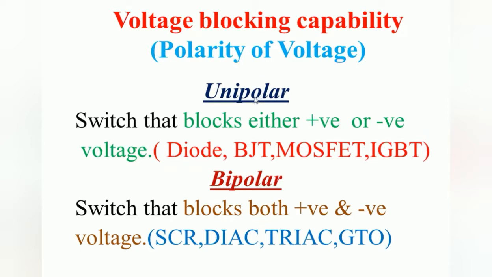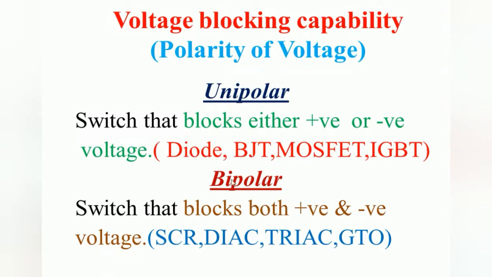Normally it is represented as unipolar and bipolar, that is, a unipolar device or a bipolar device. A unipolar device means a semiconductor device that acts as a switch which blocks either positive voltage or negative voltage. So unipolar means the device restricts only the positive voltage or only the negative voltage. Examples of unipolar semiconductor switches are diode, bipolar junction transistor, MOSFET, and IGBT.